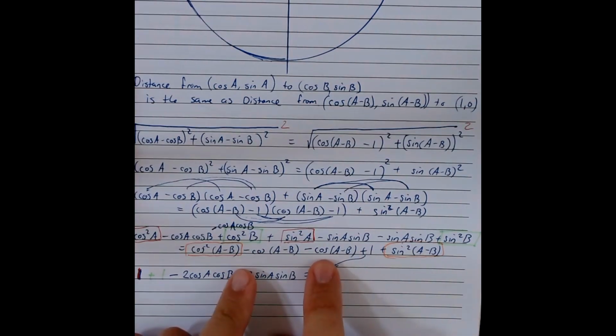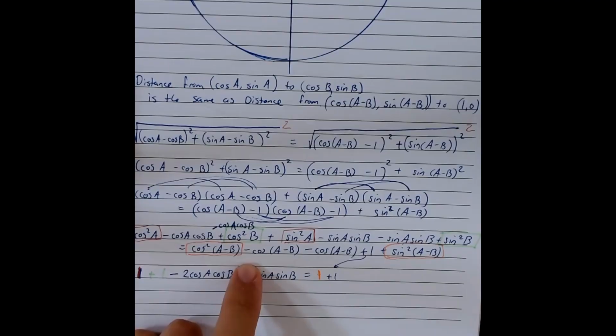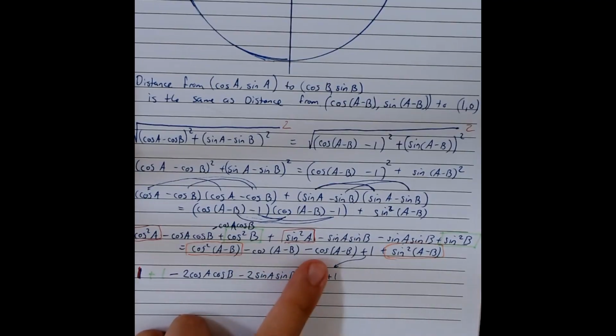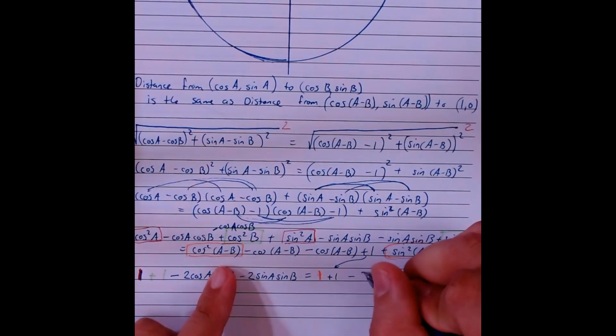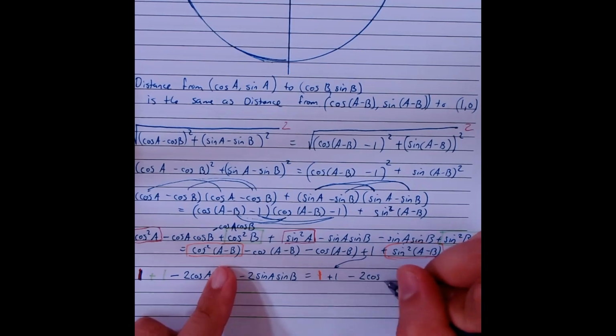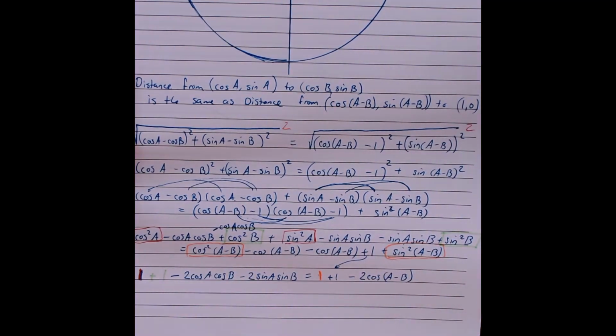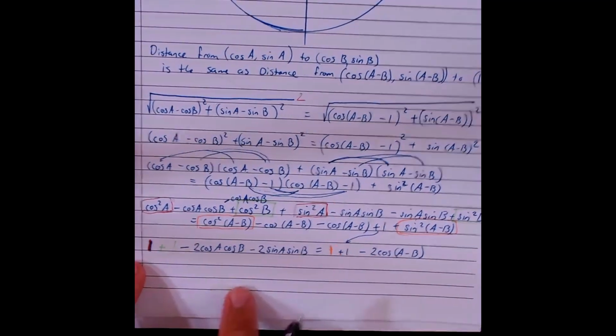And now these like terms combine. I have minus cosine of A minus B minus another cosine of A minus B. Well, minus 1 minus another one is minus 2 cosine of A minus B. Just like that.